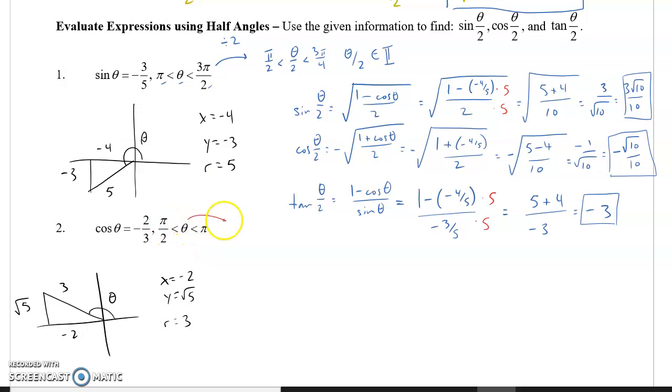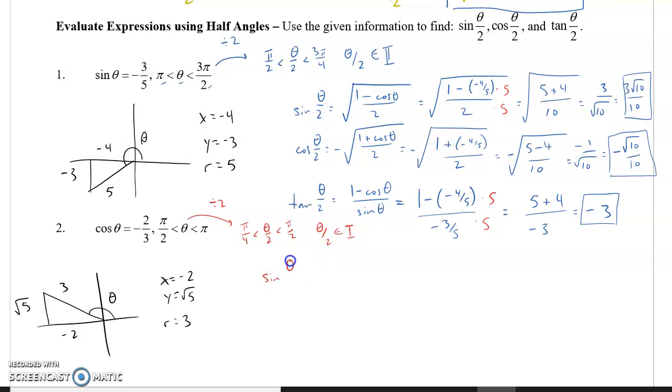So we're going to take this, we're going to divide everything by 2, and we're going to find out that pi over 4 is less than theta over 2 is less than pi over 2. That's quadrant 1. So theta over 2 is in quadrant 1. So that means that everything is positive. Even though theta is in quadrant 2, theta over 2 is in quadrant 1.